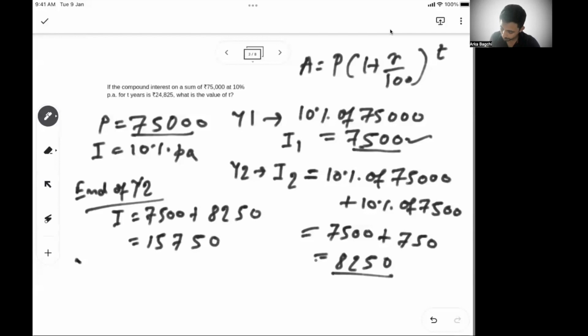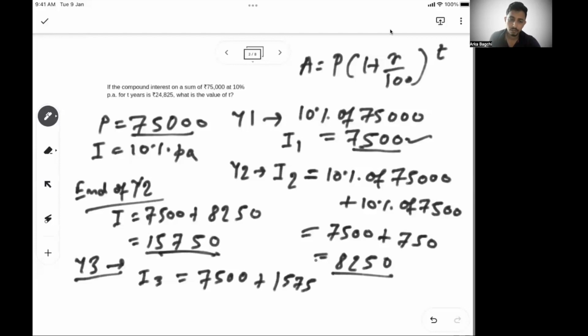So let's see another year. Year 3, what will happen? Your interest is again 10% of 75,000, which is given, so that is 7,500. That is anyway coming from the core principal. Now the total interest you have earned is 15,750. You will earn another 10% of that, which is 1,575 rupees. How did we get 1,575? It's 10% of this value. Because of the total interest you earned by the end of year 2, you will get interest on top of that also. So 7,500 plus 1,575 makes it 9,075, right?